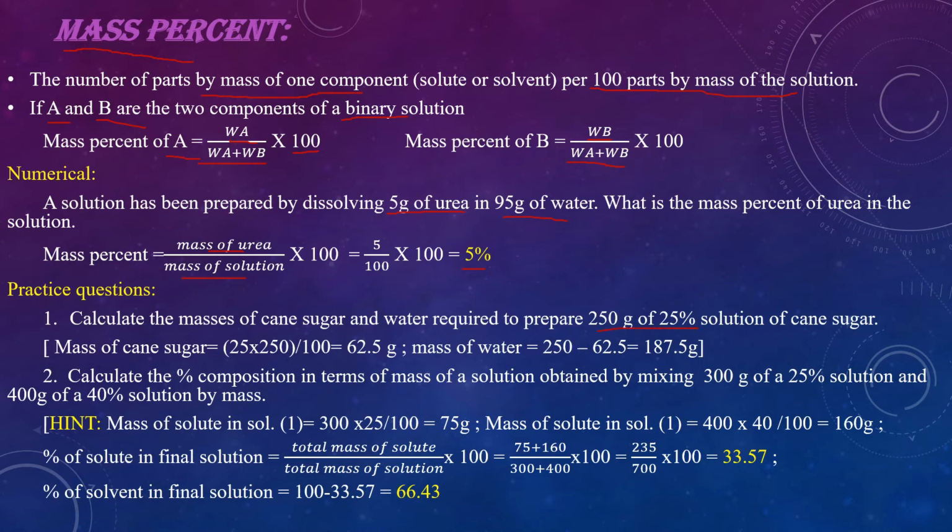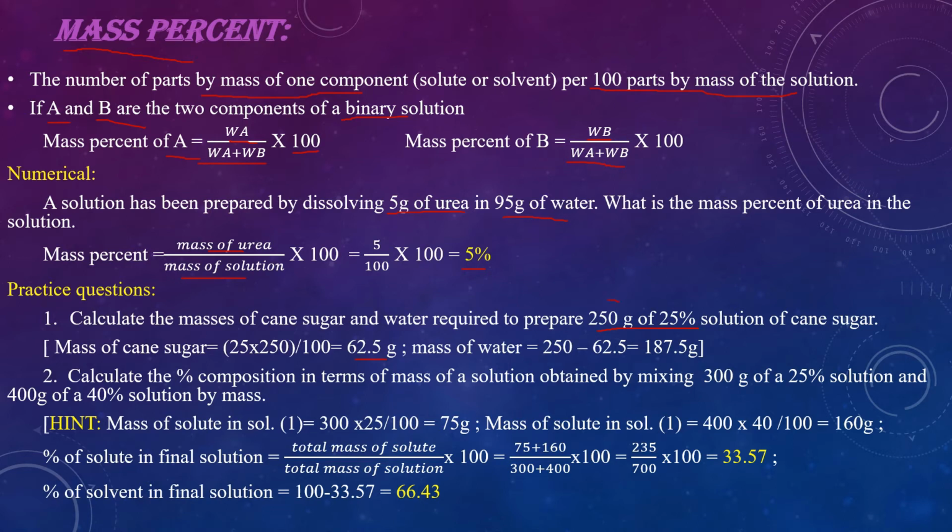Now, इसका मतलब है कि हमारे पास जो सॉल्यूशन है उसमें 250 ग्राम सॉल्यूशन में 25% केन शुगर है. So first we find out the amount of cane sugar, that is mass of cane sugar. So 25% of 250 gram means 25 into 250 upon 100, that is 62.5 gram. This is the mass of cane sugar in the solution.